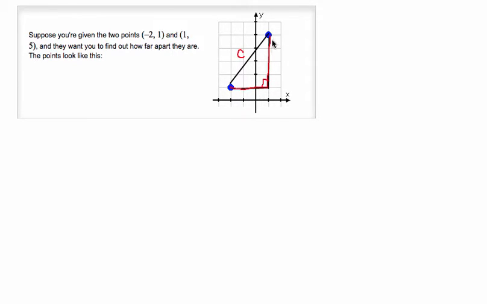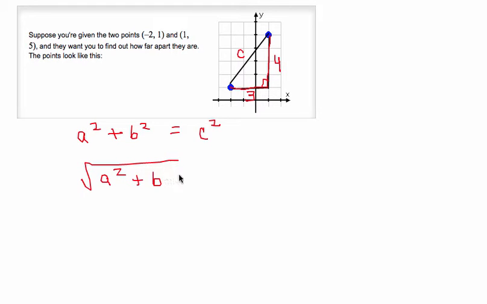right triangle. So notice the vertical distance between these 2 points is 1, 2, 3, 4 units. And the horizontal difference between these 2 points is 1, 2, 3 units. So we now have a right triangle with side lengths 3 and 4. So we can plug that into the Pythagorean theorem to find C. The Pythagorean theorem says a squared plus b squared equals c squared. So to find C, you take the square root of a squared plus b squared.